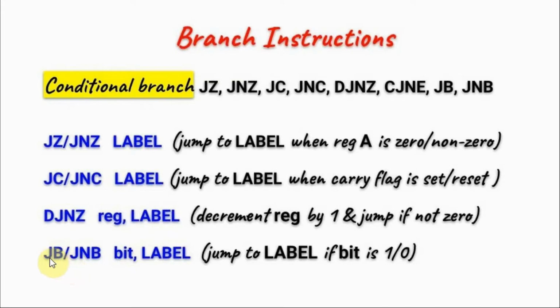The next instructions are jump on bit and jump on no bit. Jump on bit works by checking the bit value. If it is 1, it will jump to the label. Jump on no bit, on the other hand, will check the bit value. If it is 0, it will jump to the label. The bit here is basically a port pin, such as P1.0.